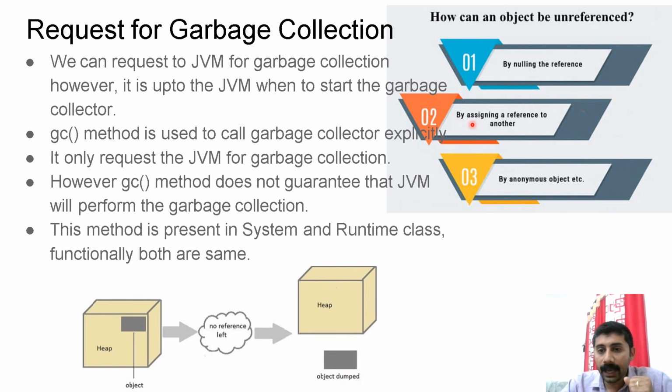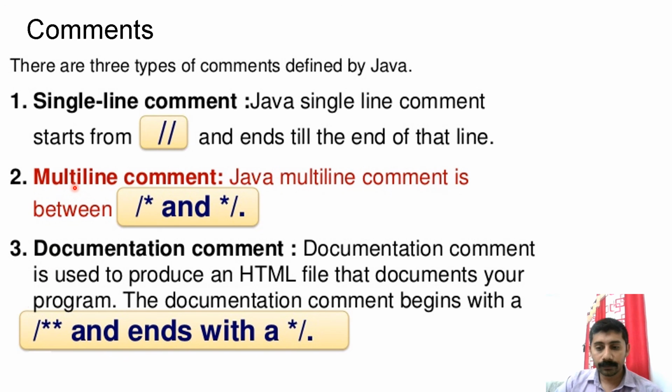Another way is assigning one reference to another, in which case you can also release the reference. An anonymous object is another case where the object is unreferenced, because you are not creating any named reference to it. You create the object and use it. After that, it can be garbage collected by the GC. So this is all about requesting garbage collection. You can make a request, but it is not guaranteed when it will be acknowledged. It means the garbage collection decision is with the JVM. Next part is the Java commands and program structure that we will learn in the next class.